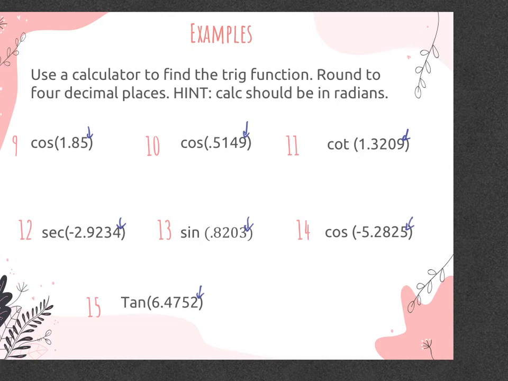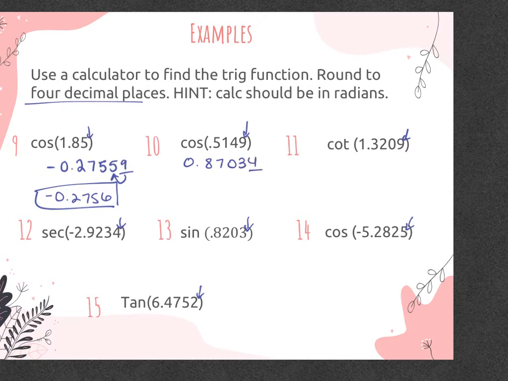Cosine of 1.85 is negative 0.27559. It says to round to 4 decimal places. This 9 bumps up the 5, so negative 0.2756. Next is cosine of 0.5149. So again, keeping it in radians, cosine 0.5149. And I get 0.87034. The 4 drops off, so my answer is just 0.8703.